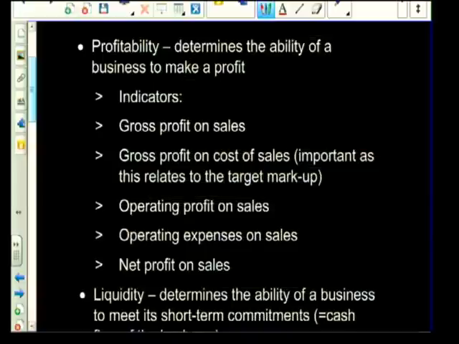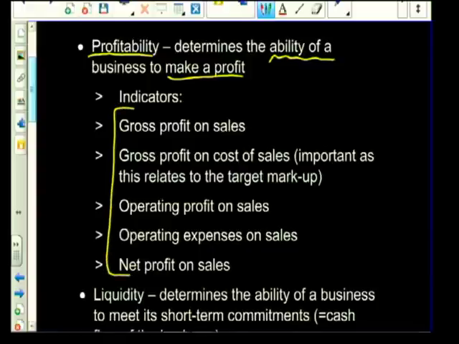So let us now look at the concepts in a bit more detail. If I want to look at the profitability of my business, what now happens if I'm looking at the profitability? I have to calculate indicators, as I've said before, to determine the ability of a business to make a profit. And there are 5 main indicators which I've got over here.